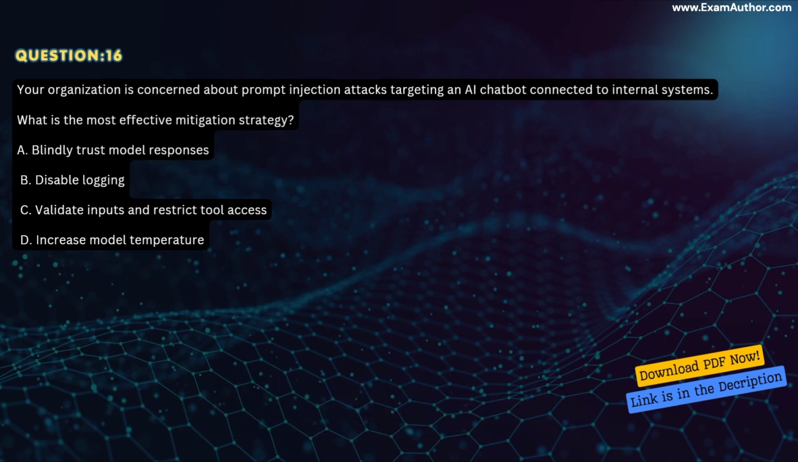Question 16. Your organization is concerned about prompt injection attacks targeting an AI chatbot connected to internal systems. What is the most effective mitigation strategy? A. Blindly trust model responses. B. Disable logging. C. Validate inputs and restrict tool access. D. Increase model temperature. Correct answer: C.